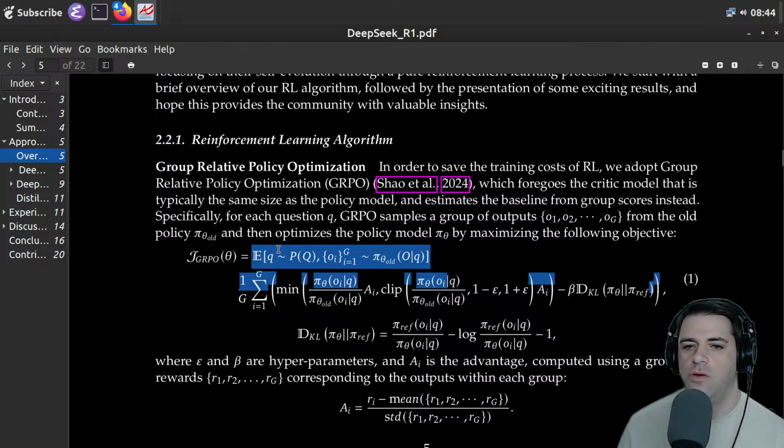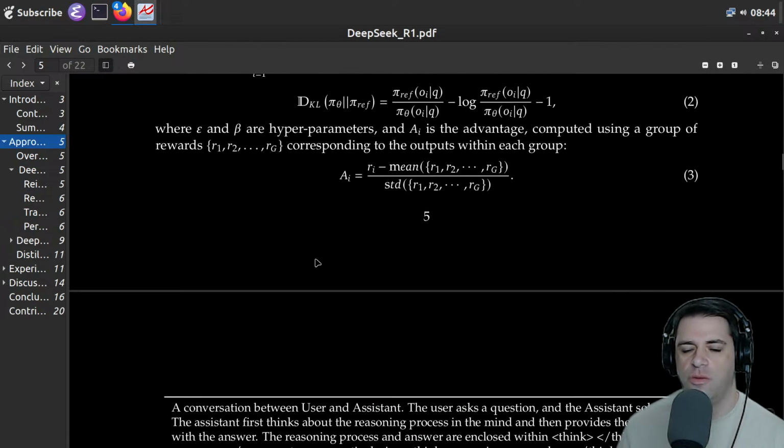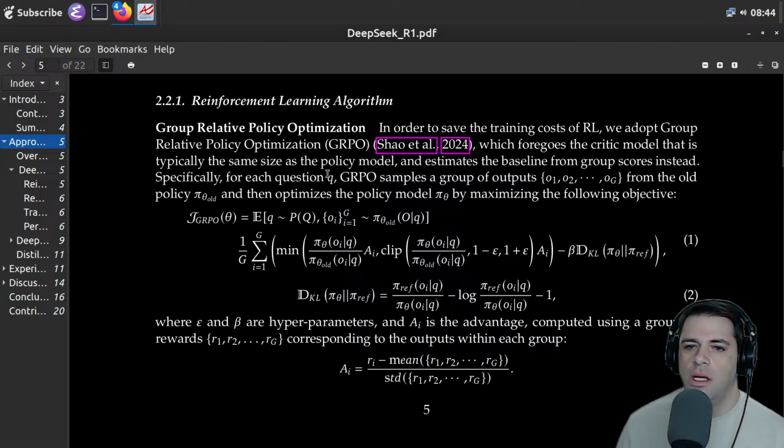The expectation of Q, which is distributed as P of Q. I'm guessing P is just some probability distribution we're supposed to assume. I don't think they say. And we have the O_i from i to uppercase G. I guess G is the size of the output set. And these outputs are distributed according to the old policy, pi theta old, evaluated on O given Q. I'm not sure what O is. O is maybe the outputs.